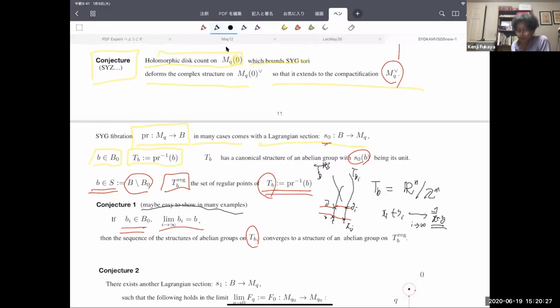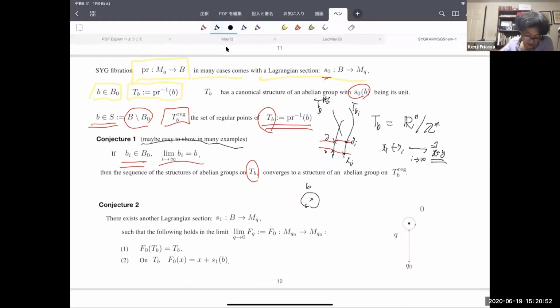I mean, something we need to prove is that if you have this B, and here consider the monodromy around this small loop. And if this monodromy is in a sense a group homomorphism, then you have a limit. That's the kind of thing we can expect. But I wrote this as a conjecture mainly because there is no good definition of SYZ fibration. But anyway, this is a conjecture.